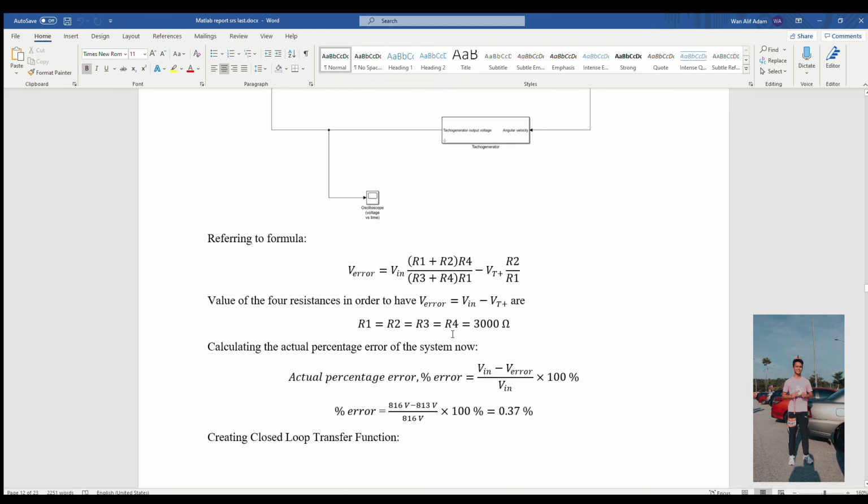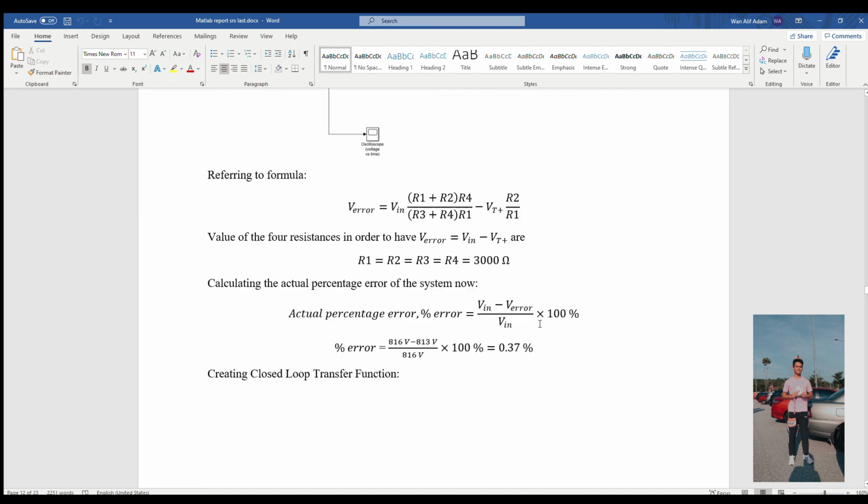Referring to the formula, V error is equal to the one stated here, and for the resistances, in order to have the equation V error equals V in minus Vt, we put R1 equals R2 equals R3 equals R4. We used 3000 ohms as the resistance, and calculating the actual percentage error of the system, we get 0.37%.